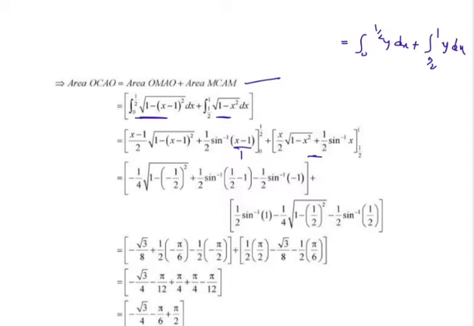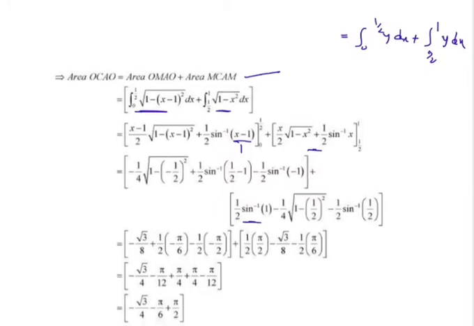plus 1 by 2 sine inverse 1 by 2 minus 1 minus 1 by 2, when you substitute the value 0, that is 1 by 2 sine inverse minus 1, it is, plus as it is. Now second term, applying upper limit, it is 1 by 2 sine inverse 1 minus 1 by 4 under root of 1 minus 1 by 2 whole square minus of 1 by 2 sine inverse 1 by 2, that is upper limit minus of lower limit.